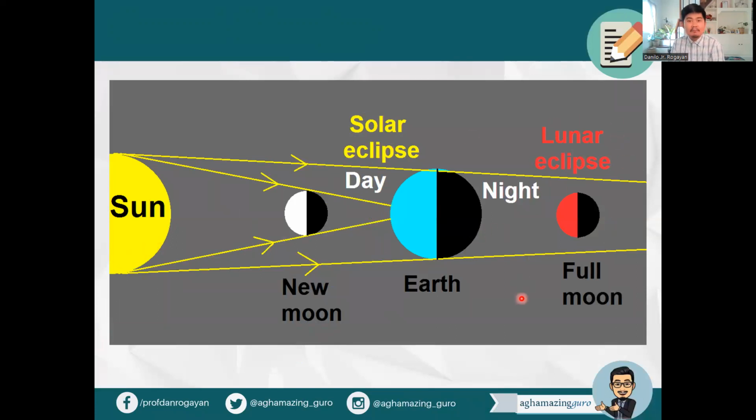So pag tinanong sa board exam, anong phase ng moon? Okay? Nasang phase ang moon kapag nagkakaroon ng solar eclipse? Pag solar eclipse, the moon's phase is new moon. Okay? Solar eclipse, new moon. Kapag naman nagkakaroon ng lunar eclipse, ano ang phase ng moon? Lunar eclipse, full. Okay? Para hindi nyo makalimutan, lunar, L, lunar, full moon.